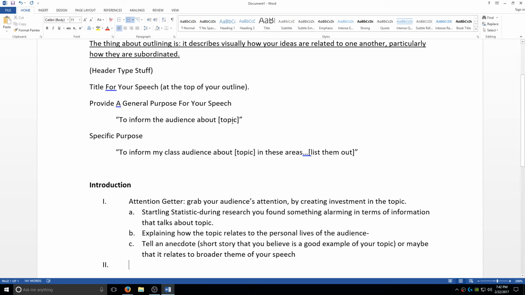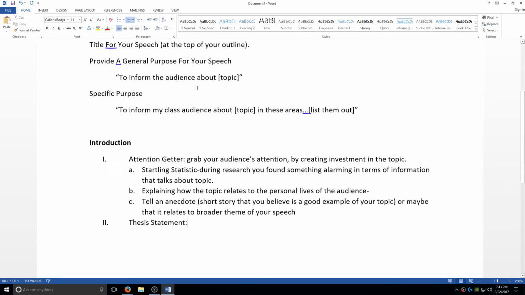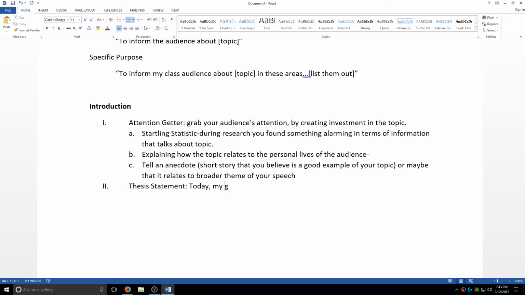The next part is something we call the thesis statement. Now, even though this is an informative speech and you're not trying to persuade anybody, again, you're not trying to get people to change their behavior or change their beliefs, because that would be persuasive. Instead, your thesis statement will be, "Today, my goal is to inform you about..." and guess what you can use? You can go ahead and use whatever you wrote in your specific purpose up here. So you can copy and paste your specific purpose. All right. And that's it for that part.